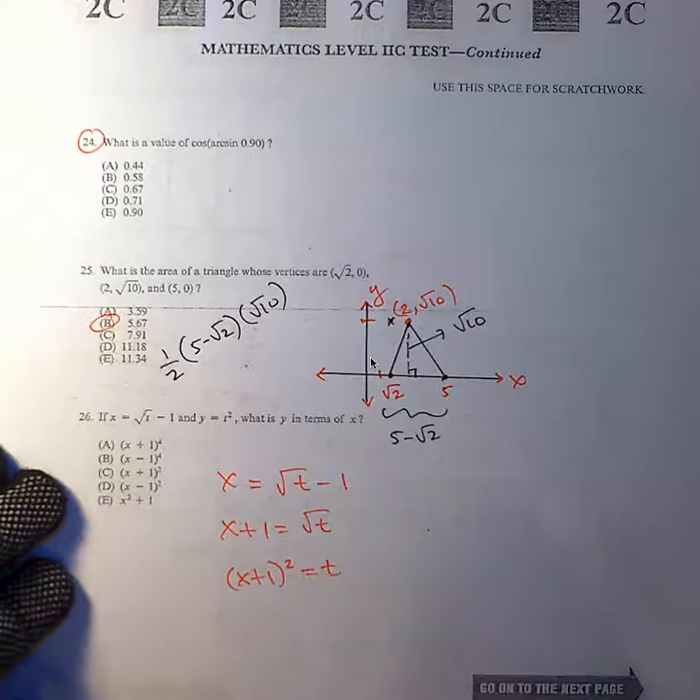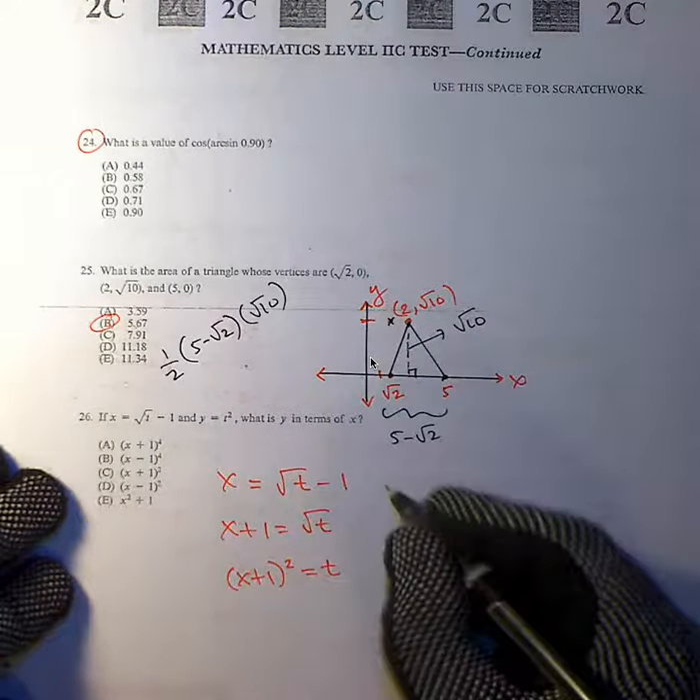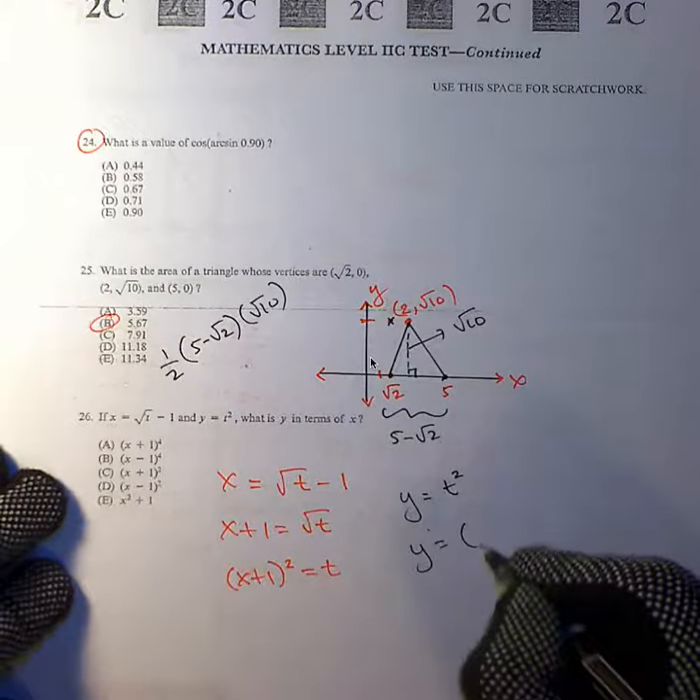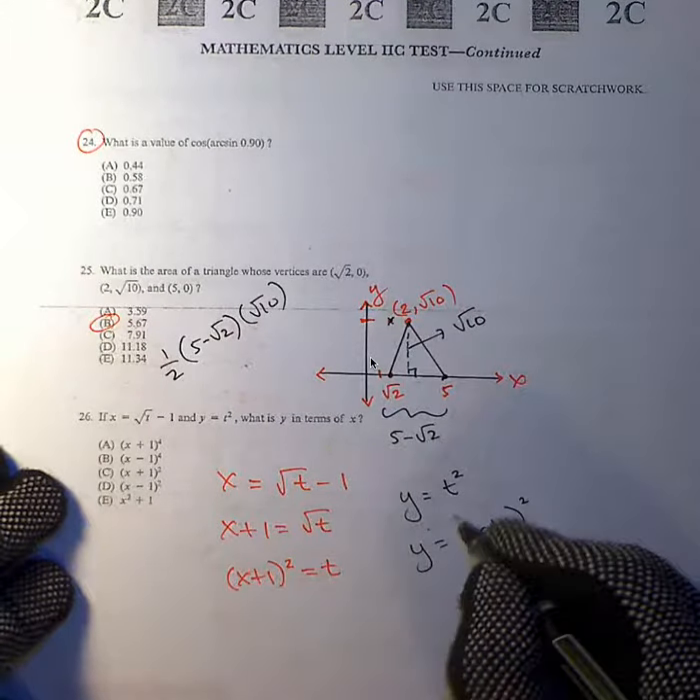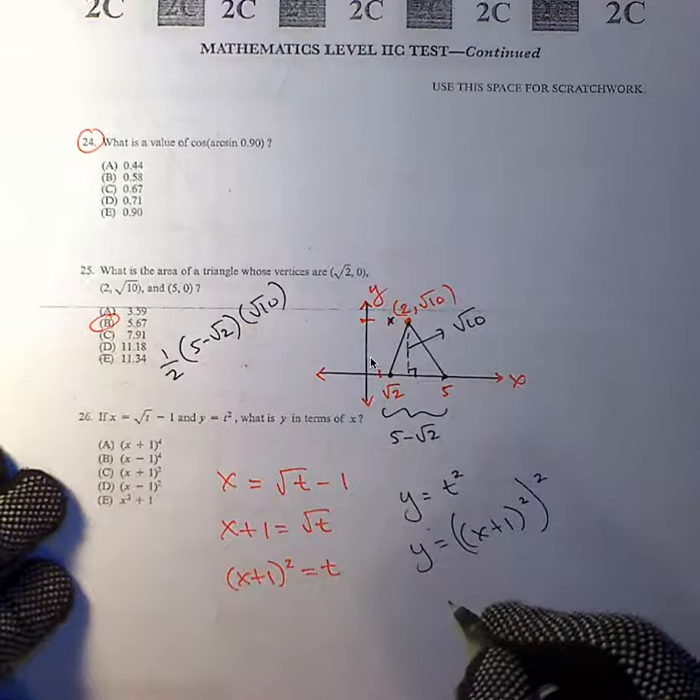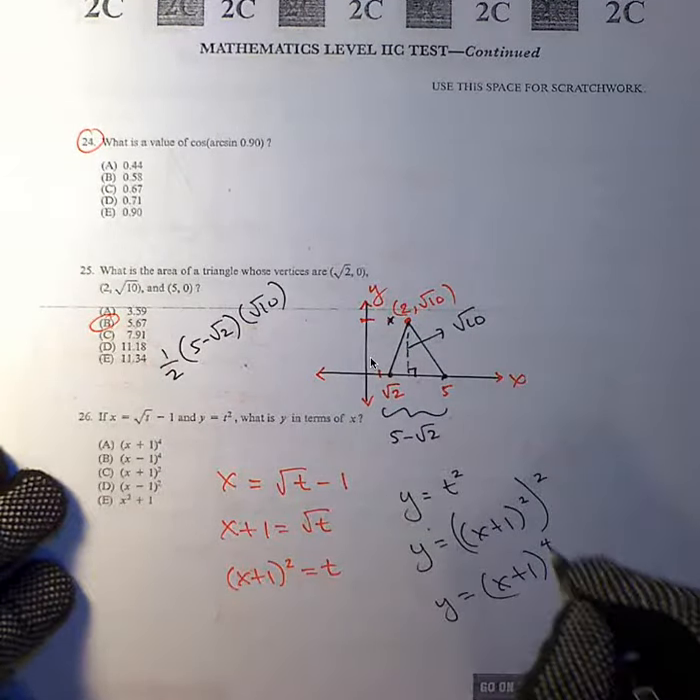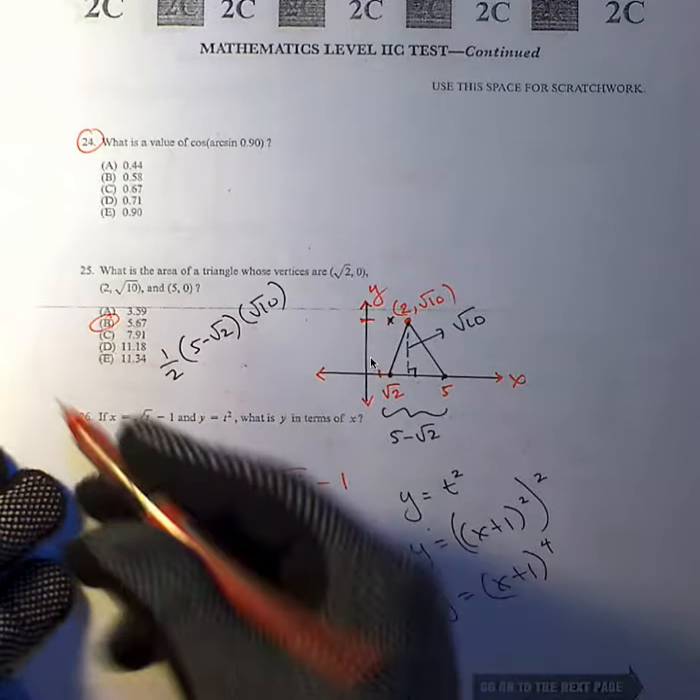And now we know that y is equal to t squared. So y is equal to t squared implies y is equal to x plus 1 squared, which is t squared. And that's going to say y is equal to x plus 1 to the 4th power. And therefore, answer choice A.